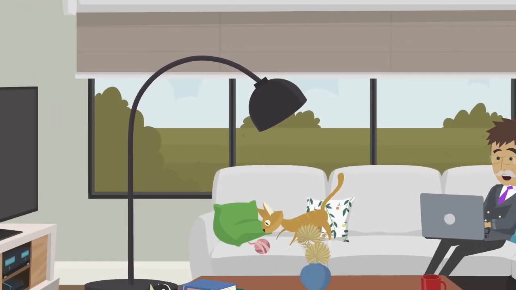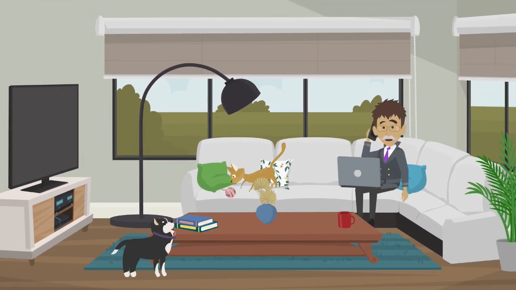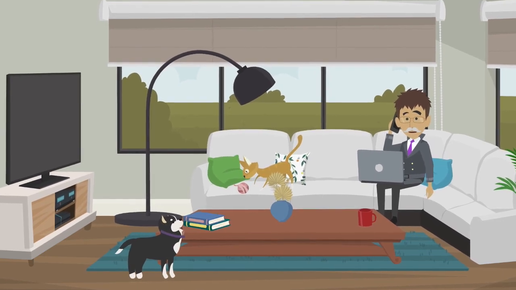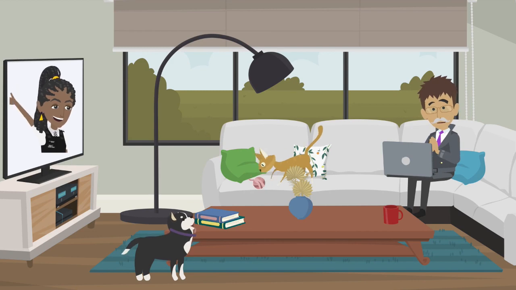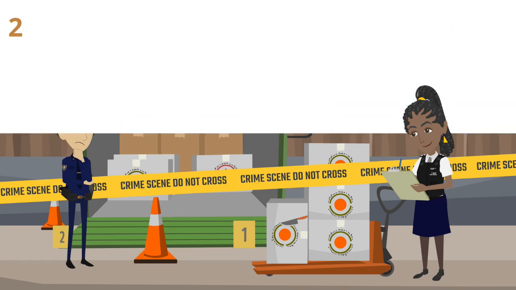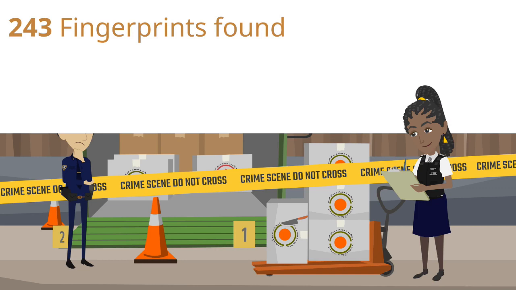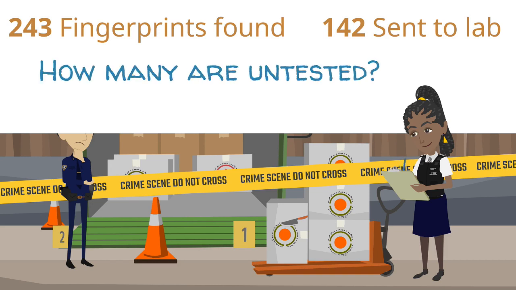In my mathematical world, I have one little problem. I called some friends to learn how they add and subtract multi-digit numbers in their jobs. Help me understand these situations by using place value, properties of operations, and the relationship between addition and subtraction to solve each. Claudia is a police officer investigating a crime scene. She identifies 243 fingerprints at the scene. She sent 142 samples to the lab. How many fingerprints remain untested?